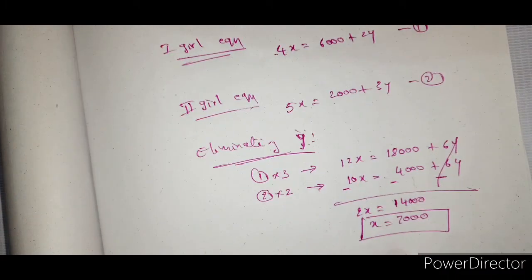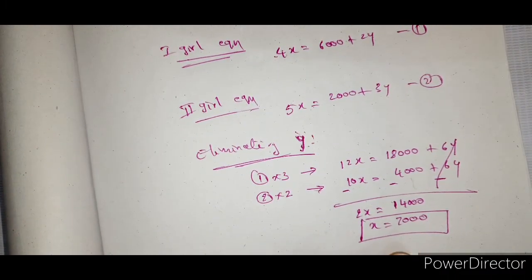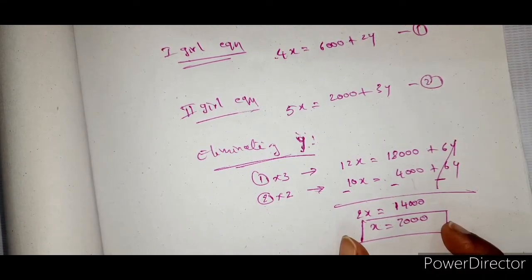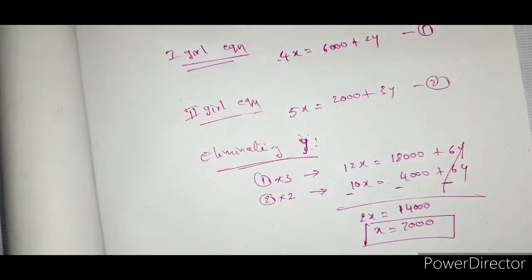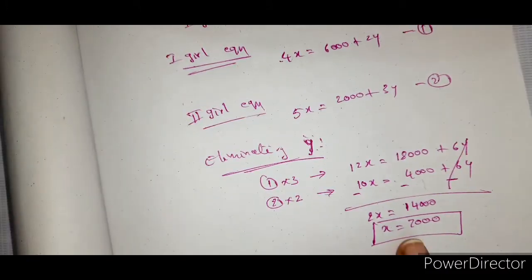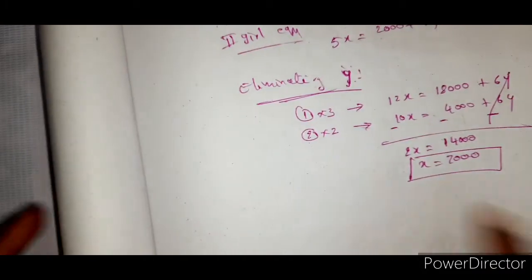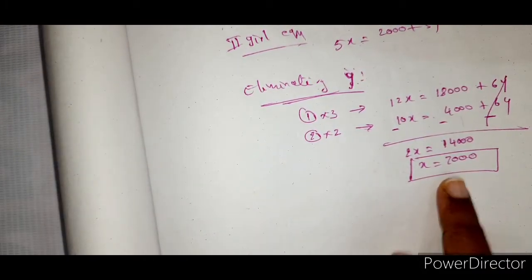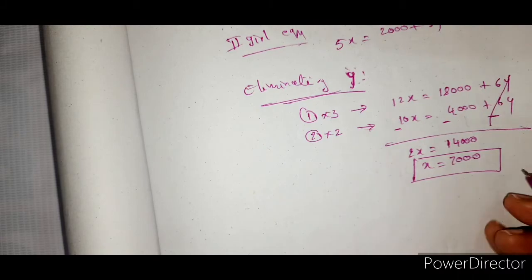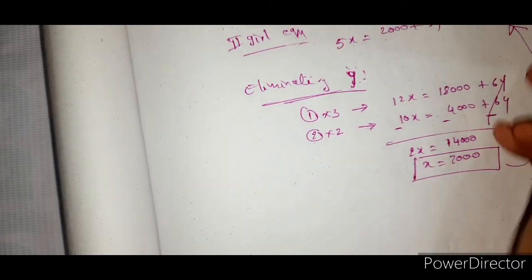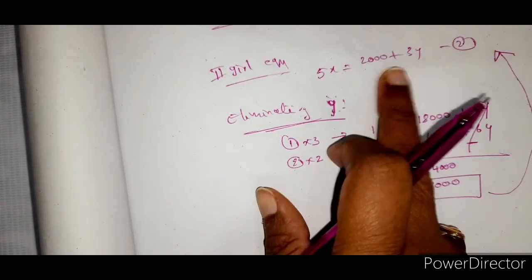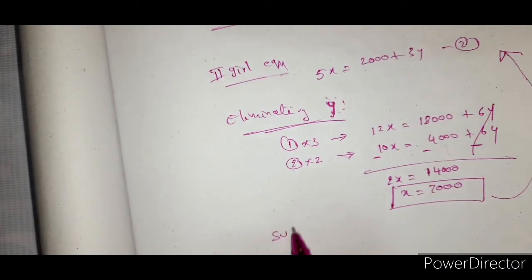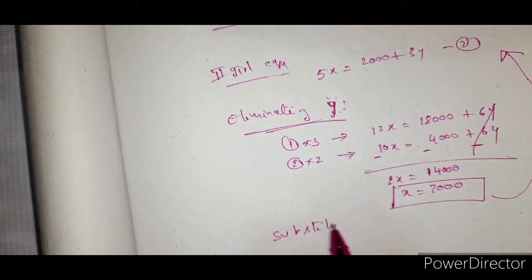x is equal to 7,000. But what did we assume x to be? x is a part of income, right? So the first girl's income is 4x. Now you can find both incomes. Now we have to find out y also. Substitute this in any of the equations. Let us substitute in the second equation.